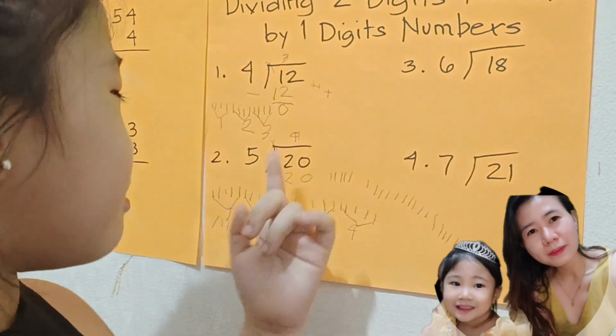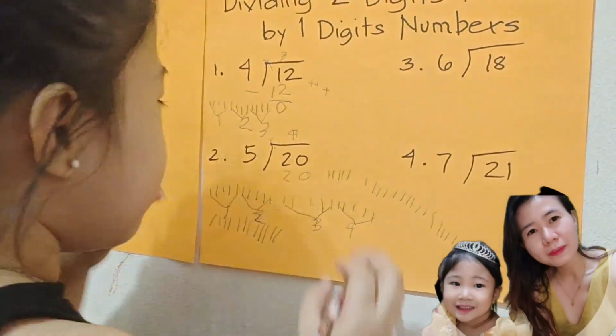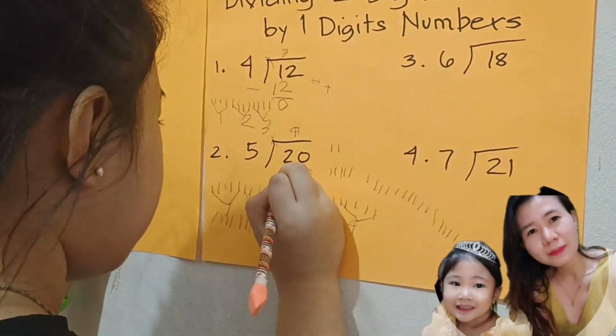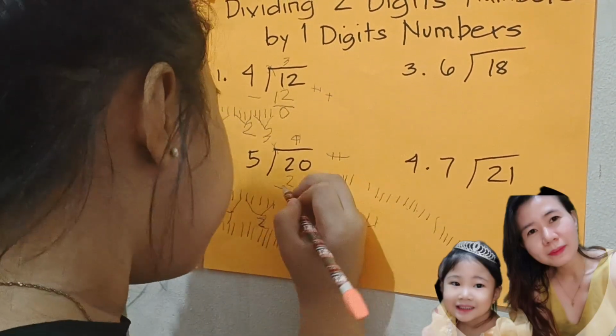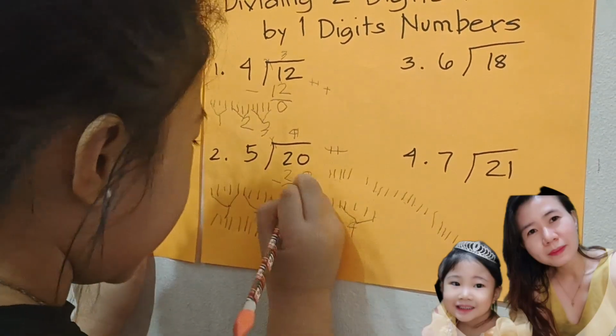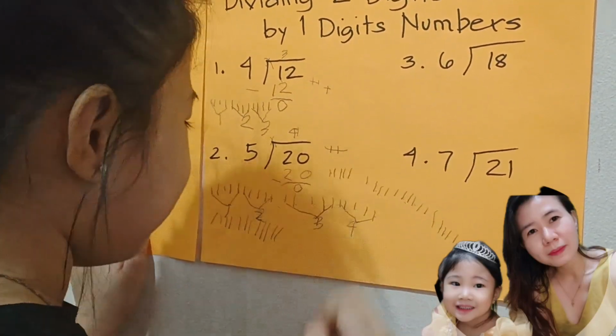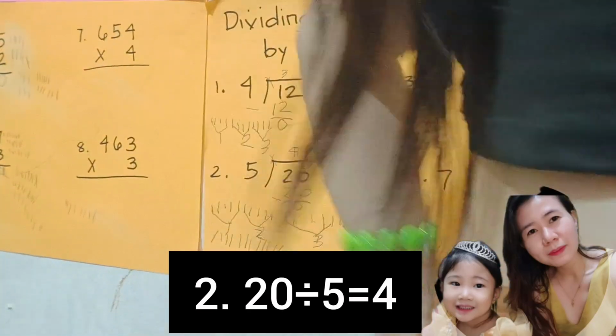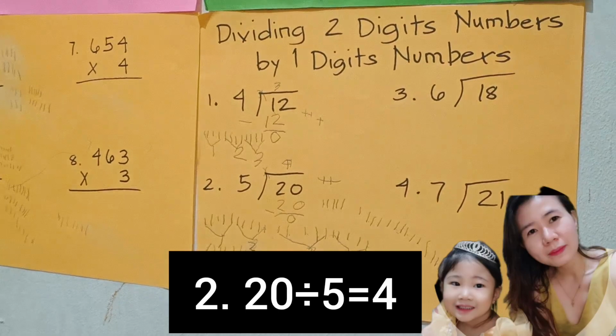1, 2, 3, 4, 5, 6, 7, 8, 9, 10, 11, 12, 13, 14, 15, 16, 17, 18, 19, 20. No more copper then. This two. So first the two. No more copper then. Okay, so 20 divided by 5 equals 4.